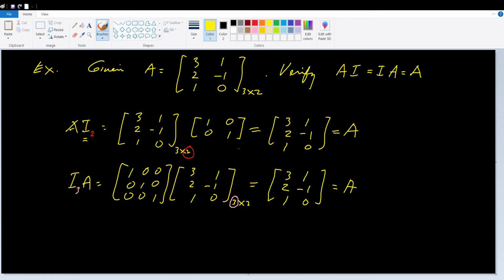Alright? So, I is the identity matrix. It is a square matrix and a scalar matrix where the elements along the diagonal are all equal to 1.